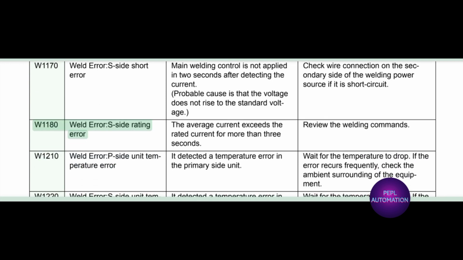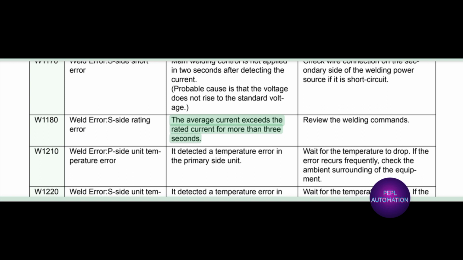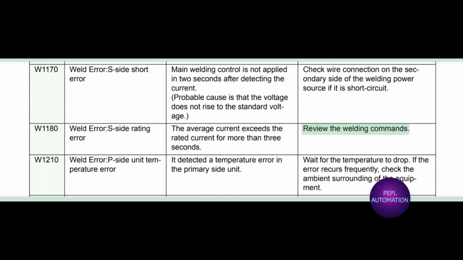W1180 weld error. S-side rating error. The average current exceeds the rated current for more than 3 seconds. Review the welding commands.